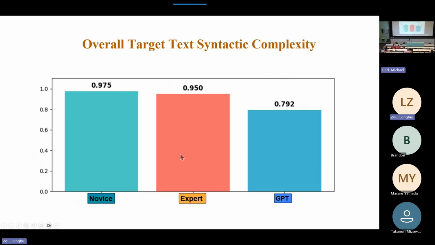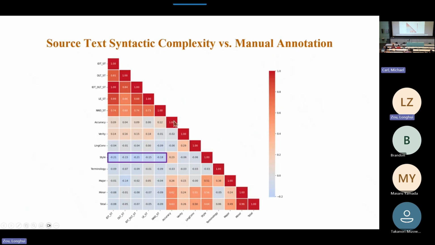After calculating an overall syntactic complexity score from the five metrics for the translations delivered by each PM, we found that both novice and expert translations show significantly higher complexity than GPT translations in our dataset. And the complexity levels of novice and expert translations are quite similar to each other, while GPT translations remain distinctly less complex. We also examined the correlation between source text syntactic complexity and the various types of translation errors.